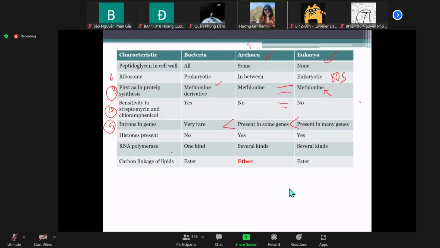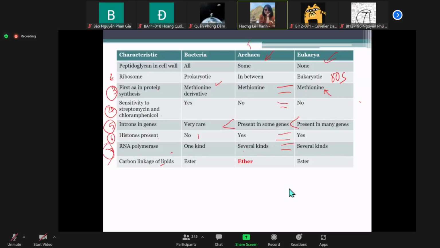Number 6 is about histone presence. Bacteria have no histones, so they have naked DNA. But for archaea and eukaryotic cells, yes, they do have histones, with the histone octamer core of 2 H2A, 2 H2B, 2 H3, and 2 H4 making up the core of the histone. Yes, in archaea and eukaryotic cells. And number 7 is about the polymerase. In bacteria, just one kind, but in archaea and eukaryotic cells, several kinds of RNA polymerase.